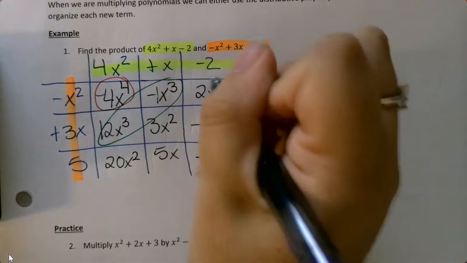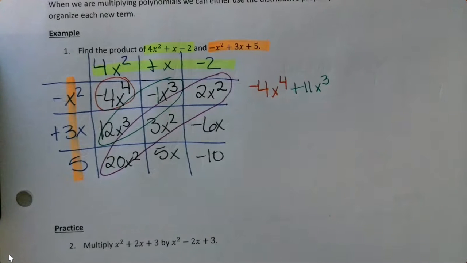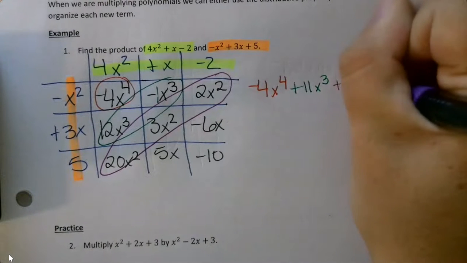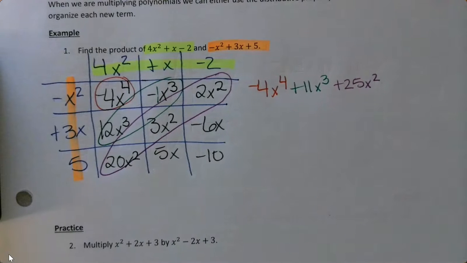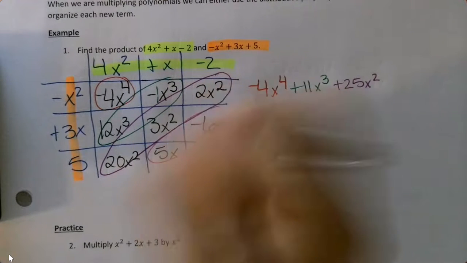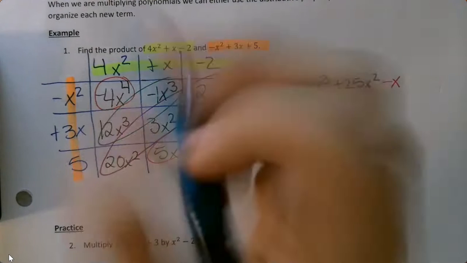Then I have 20x squared, 3x squared, and 2x squared. I am adding these since they're all positive. 25x squared. 5x and negative 6x go together. Negative x. And then that negative 10 at the end just goes straight at the end.